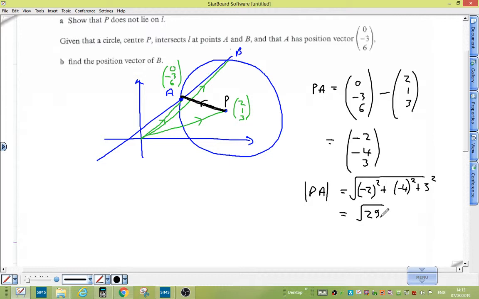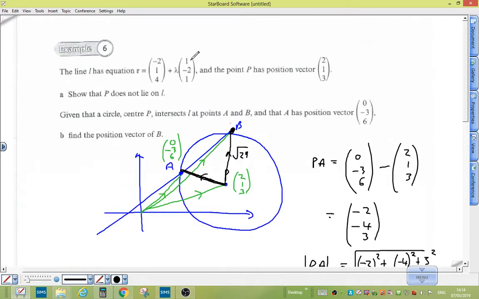Okay, so we know that the length from here to here is root 29. We know that the length from here to here is root 29. Now, we don't know that point, but we know that it lies on this equation.